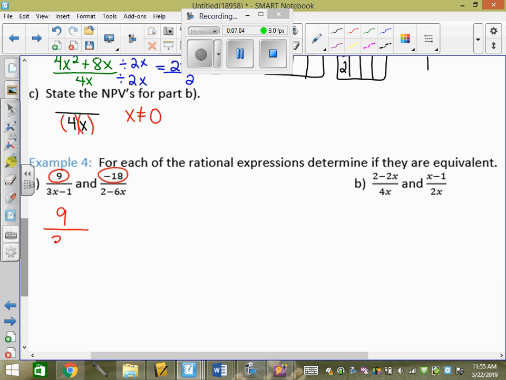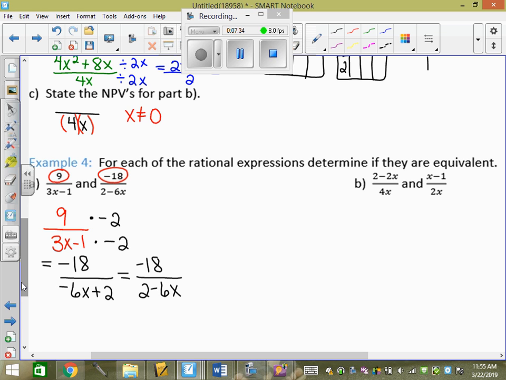So we have 9 over 3x minus 1. What do I do to 9 to get negative 18? I'm going to get 9 times negative 2 is negative 18. Over negative 2 times 3x is negative 6x. Negative 2 times negative 1 is positive 2. My answer is negative 18 over 2 minus 6x. Are these the same?